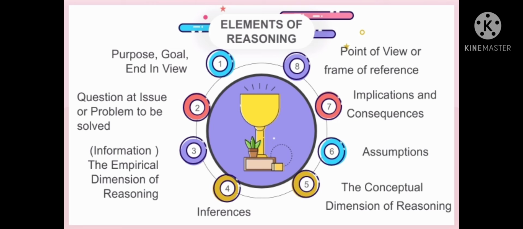The third element of reasoning is the information, the empirical dimension of reasoning. Whenever we reason, there is some stuff, some phenomena, about which we are reasoning. Any defect, then, in the experiences, data, evidence, or raw material upon which a person's reasoning is based is a possible source of problems. The fourth element of reasoning is the inferences.